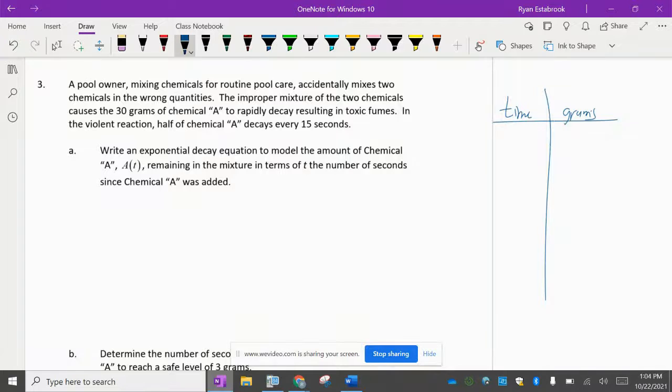With this equation, it says that every 15 seconds, half of the chemical A is gone. So at time equals 0 seconds, there are 30 grams of that chemical A. Okay, so I've got that part of it. What is the next time and amount you know that we can put on this table?